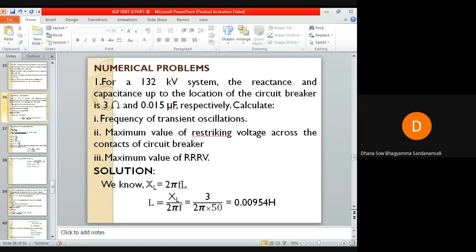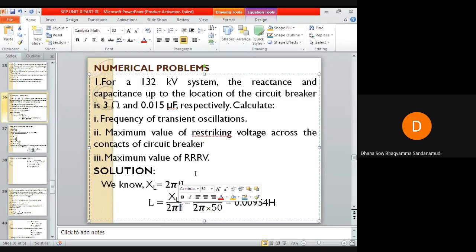You know reactance XL is equal to 2 pi FL. You can determine the inductance value: L equals XL by 2 pi F. XL is 3, so 3 by 2 pi F. According to Indian standards, the frequency, even though it is not given in the problem, is F equal to 50 hertz. So 3 by 2 pi into 50, you will get 0.00954 Henry.